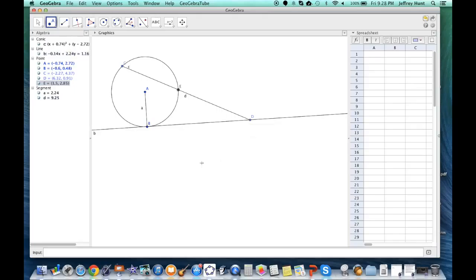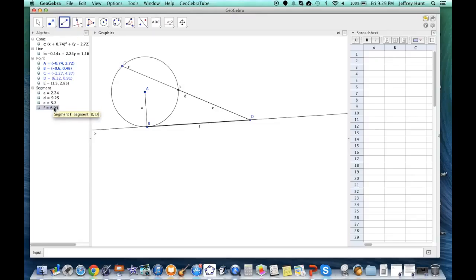Now, I need some measurements. So currently, you'll see I have segment D. This tells me that it is from the point C to the point D. I also have in here segment A, which is AB. That's the radius. So I'm not actually going to need that measurement. I do need D. I also need the measurement from E to D. And I also need the measurement from B to D.